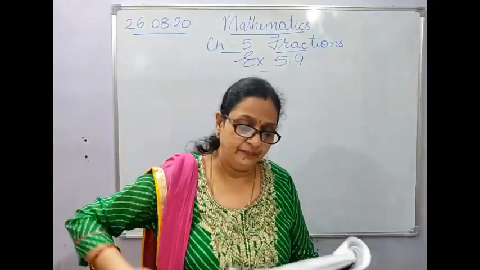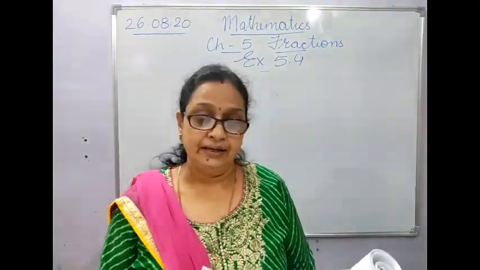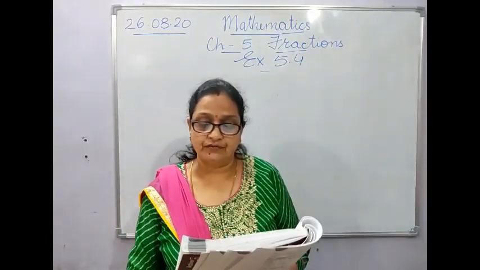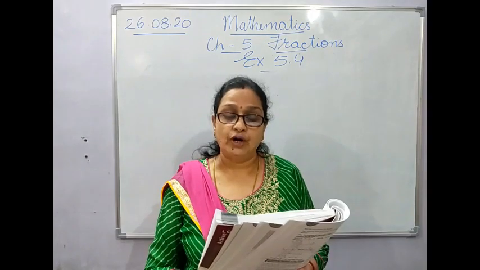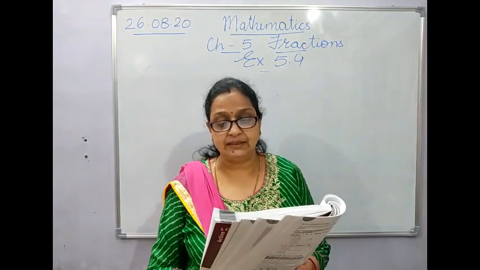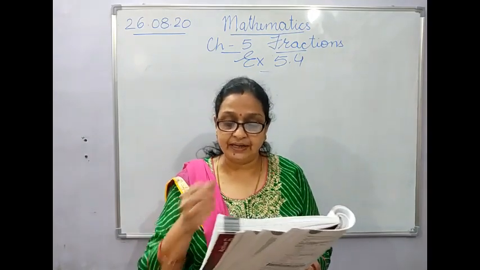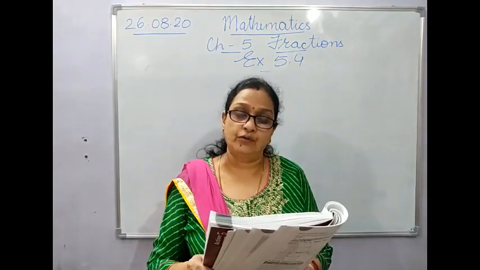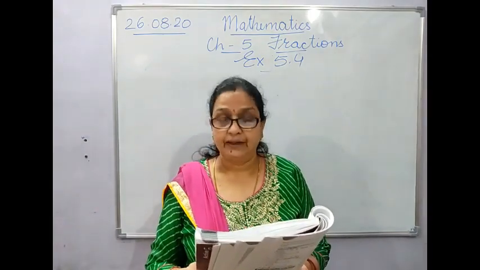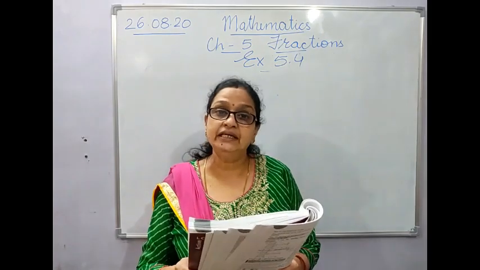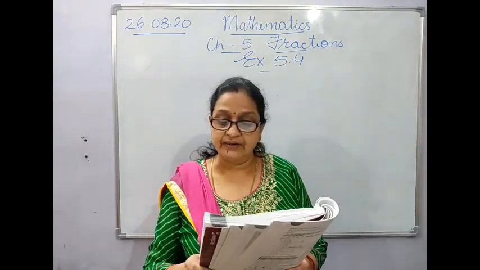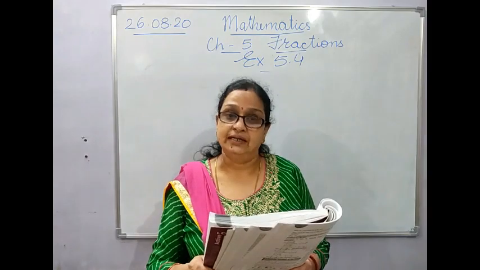Question number 10. Ira read 25 pages of a 100-page book. Ritu read 40 pages of a 160-page book, and Divya read 30 pages of a 120-page book. The question is, what fraction of books did each read? Have they read the same fraction of their books? Let's see.